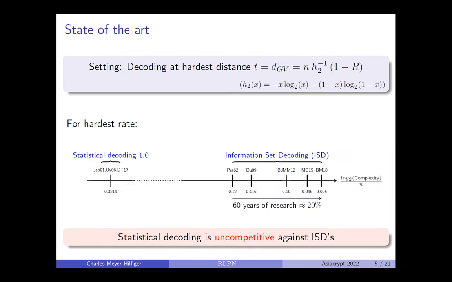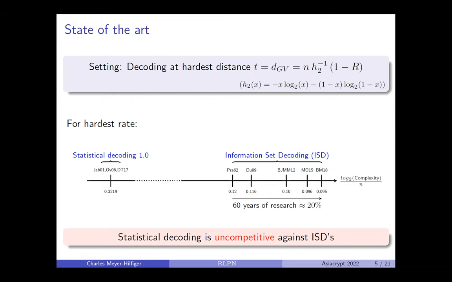So here, let's talk a bit about the state of the art. We are going to interest ourselves in the decoding problem at its hardest distance, namely when t is equal to the Gilbert-Varshamov distance. Just to give a bit of context, this distance is the distance where you have typically one solution to your decoding problem. So if you take t bigger than this distance, you will have many solutions, and thus you will be able to speed up your algorithm to take this into account. You will try to find one solution among many. So we place ourselves at the hardest distance.